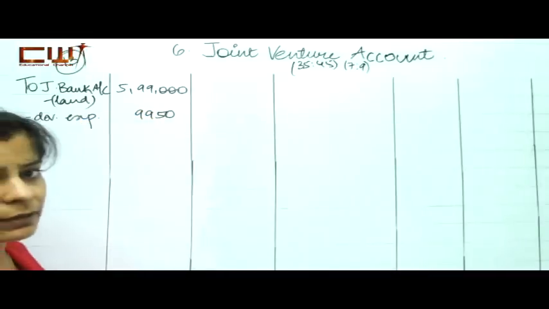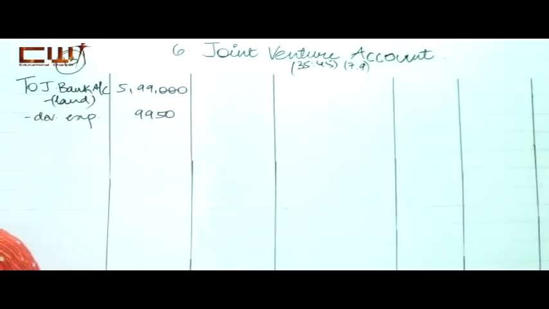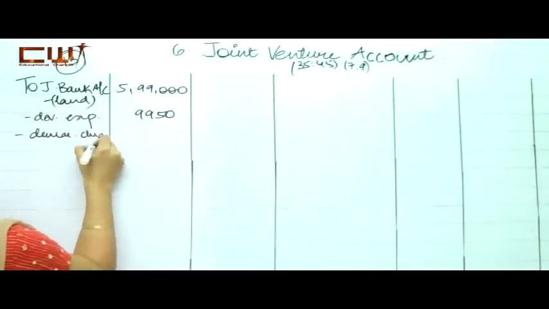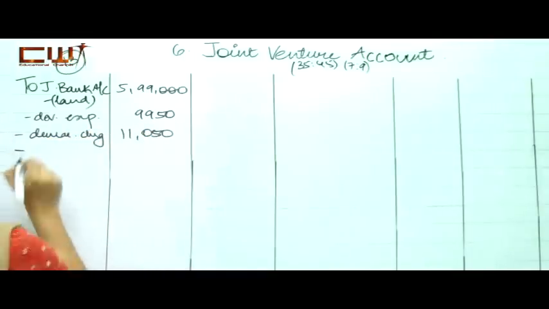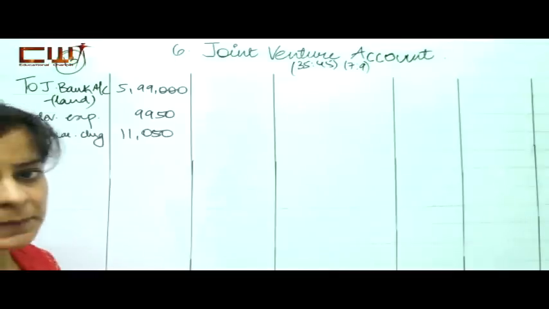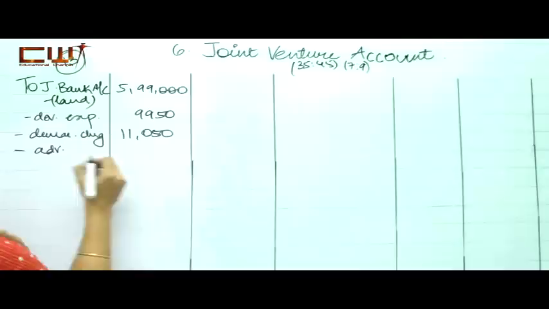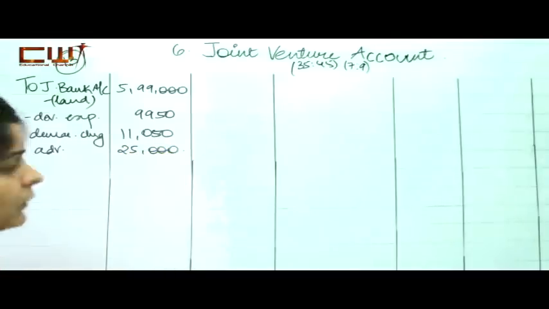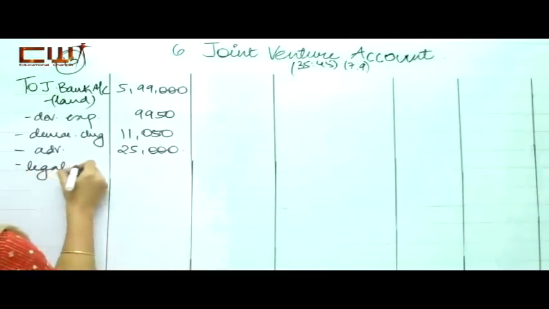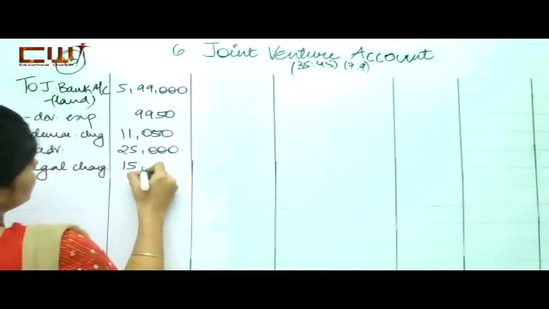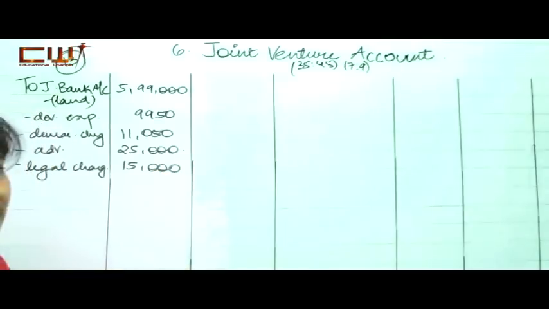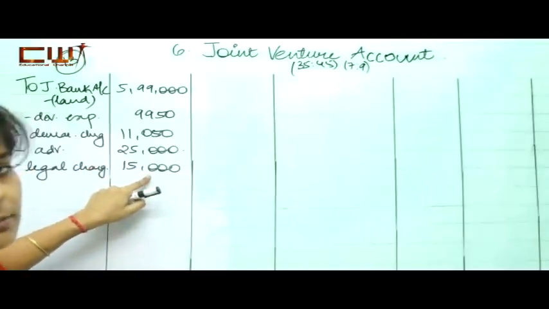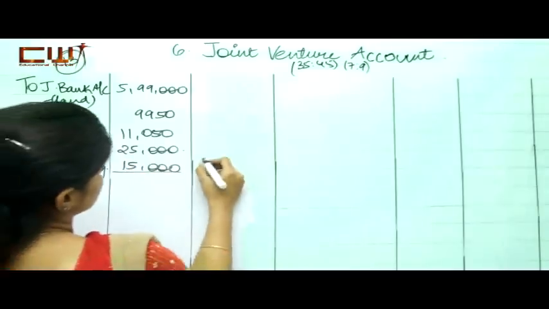What next are you paying? You are paying demarcation charges of 11,050. Then you are paying advertisement expenses of 25,000. Then you are paying legal charges of 15,000. So 5,99,000, 9,950, 11,050 plus 25,000 plus 15,000 will give you 6,60,000.